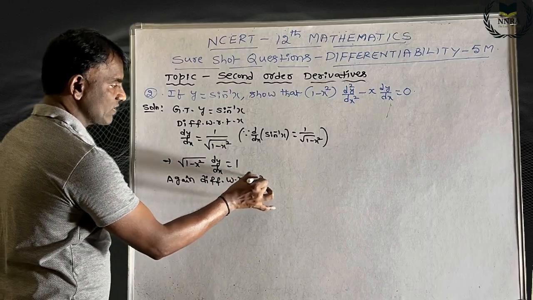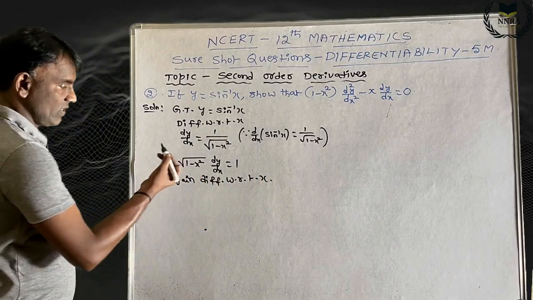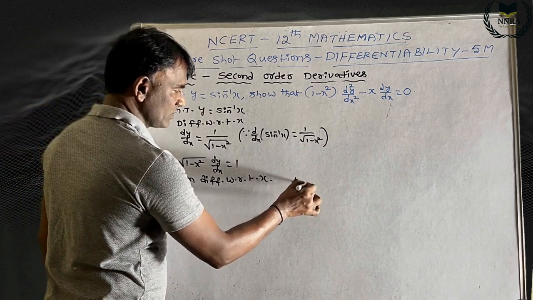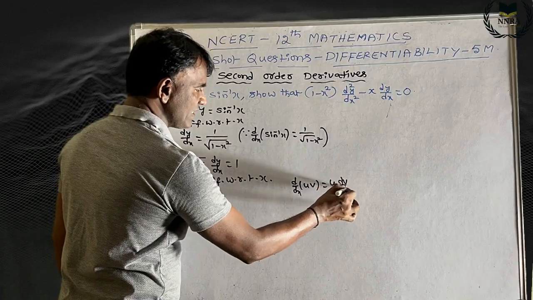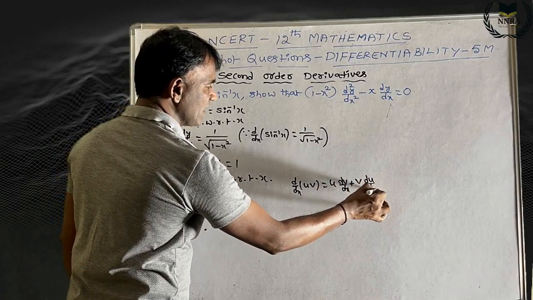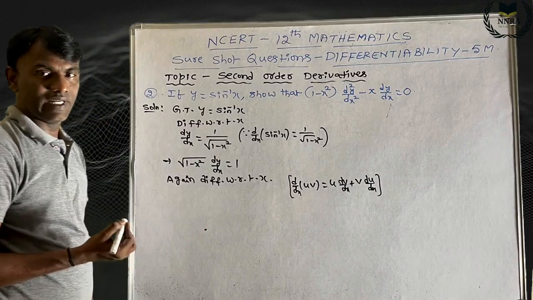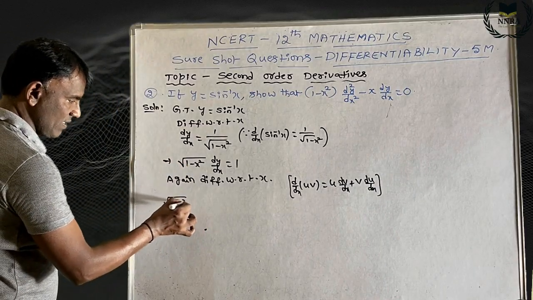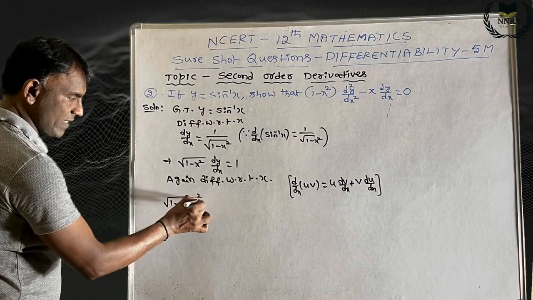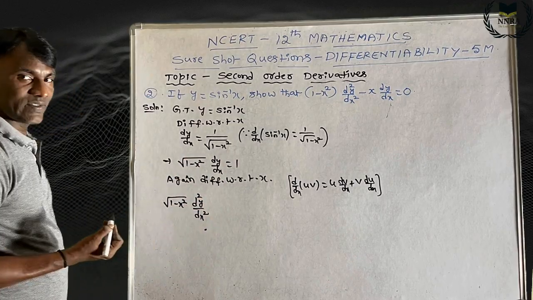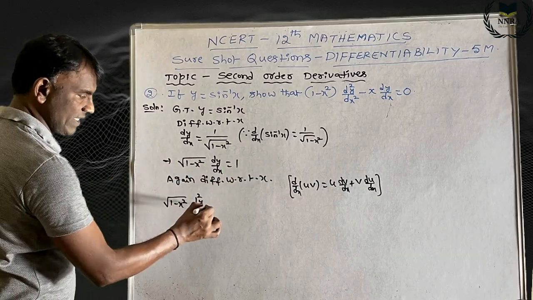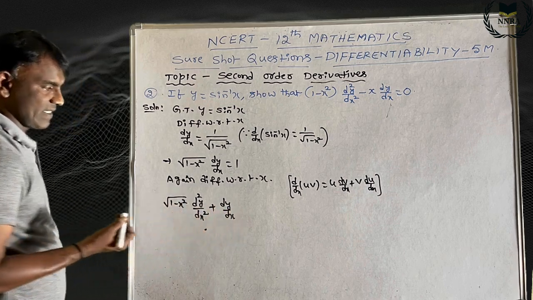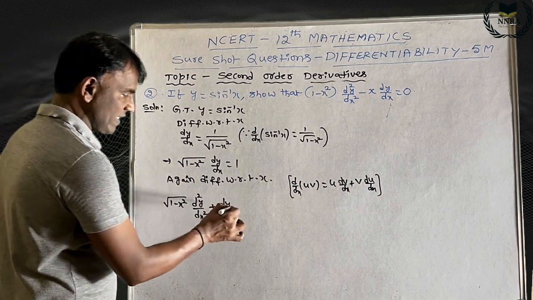So again differentiating with respect to x. So UV method. What is that formula? D by dx of UV. What is that? U dv by dx plus v du by dx means u into v dash plus v into u dash. Okay. Now u means root of 1 minus x square. Then derivative of dy by dx with respect to x, d square y by dx square. So u into dv by dx plus v. V means what is that? dy by dx.